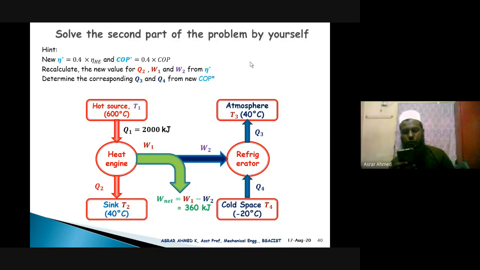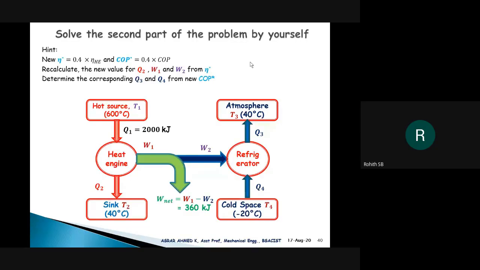Rohit, yes sir. Clear sir. Clear, right? Yes sir.